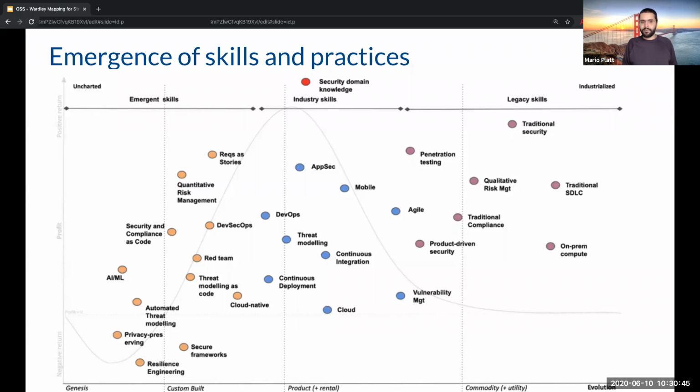So with this map, you can use it for a couple of different things. Inform your own development, right? Identify the types of skills you're hiring for, or ensure you're acquiring the skills that you're going to need in the future, and also create development plans for your organization or transformation plans.